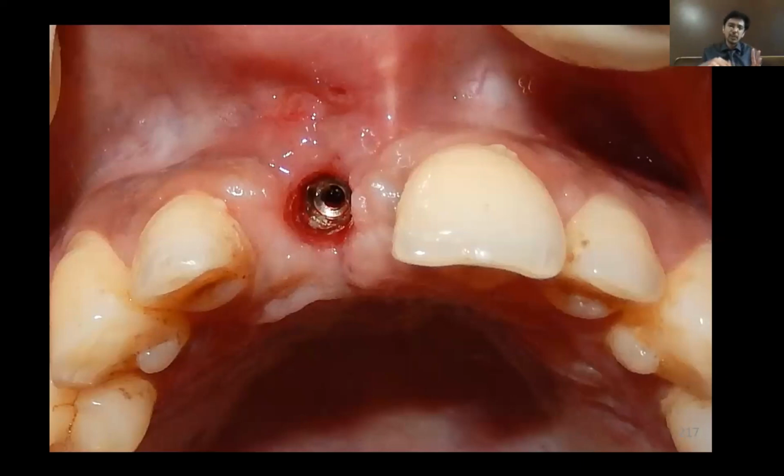And finally, we can wait and watch also in case you feel that the tissue thickness is marginal. It may shrink, it may not shrink. So later on, after delivery of the prosthesis also it can be done, but as early as possible.